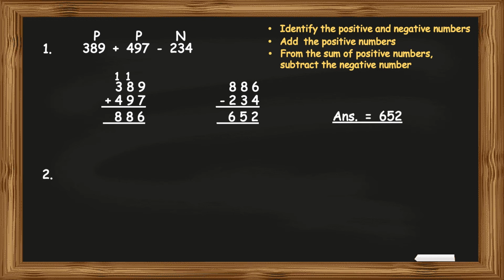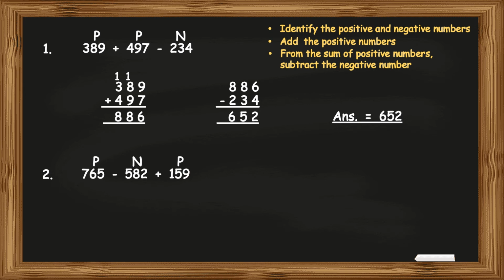Example 2. 765 minus 582 plus 159. Step 1. Identify the positive and negative numbers. 765 is a positive number. 582 has a minus sign before it, so it is a negative number. And 159 is a positive number.